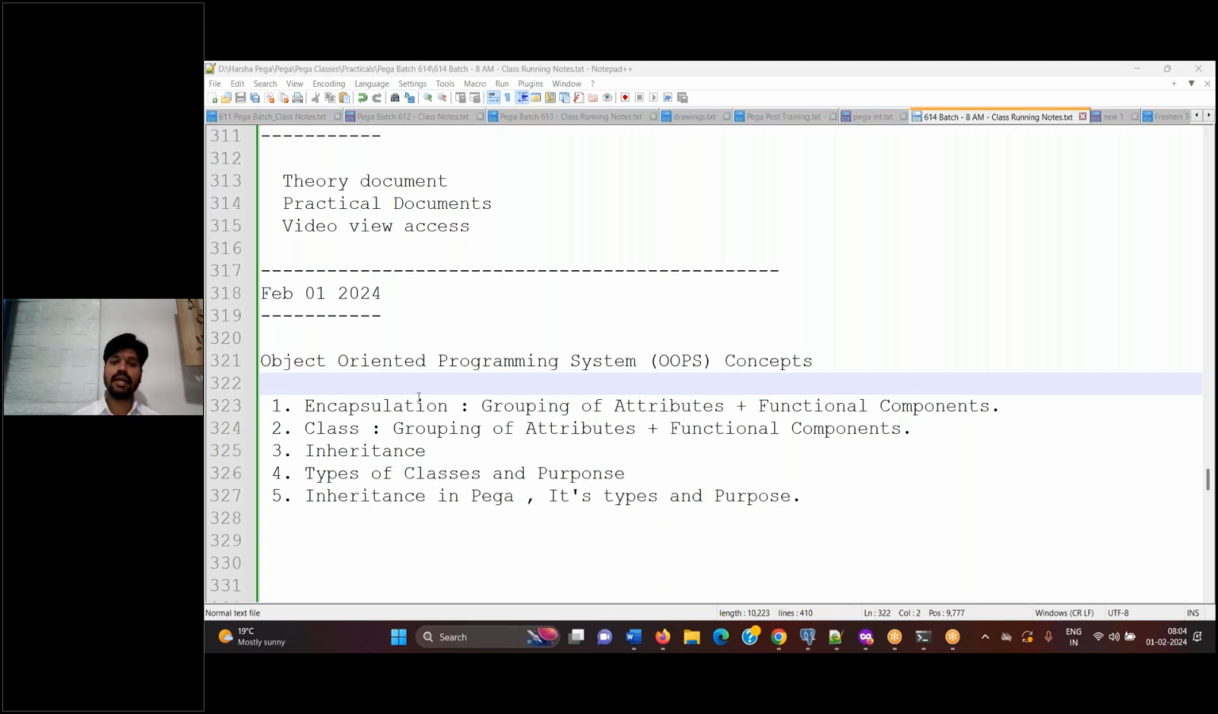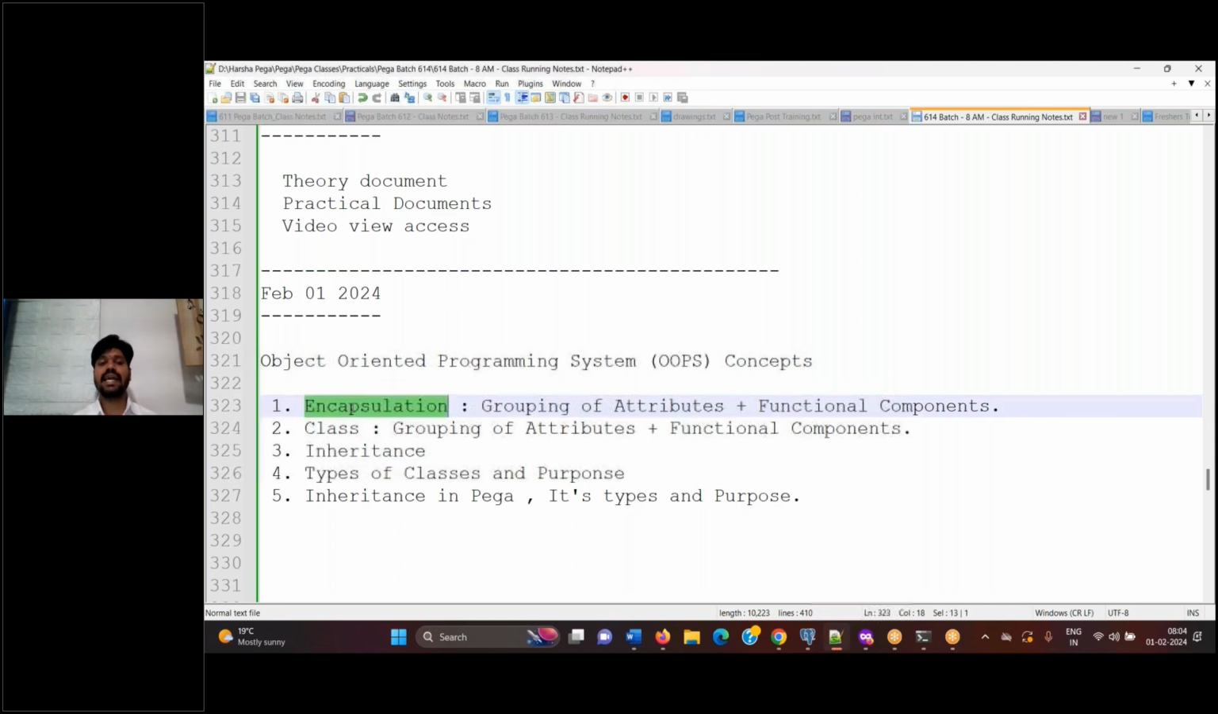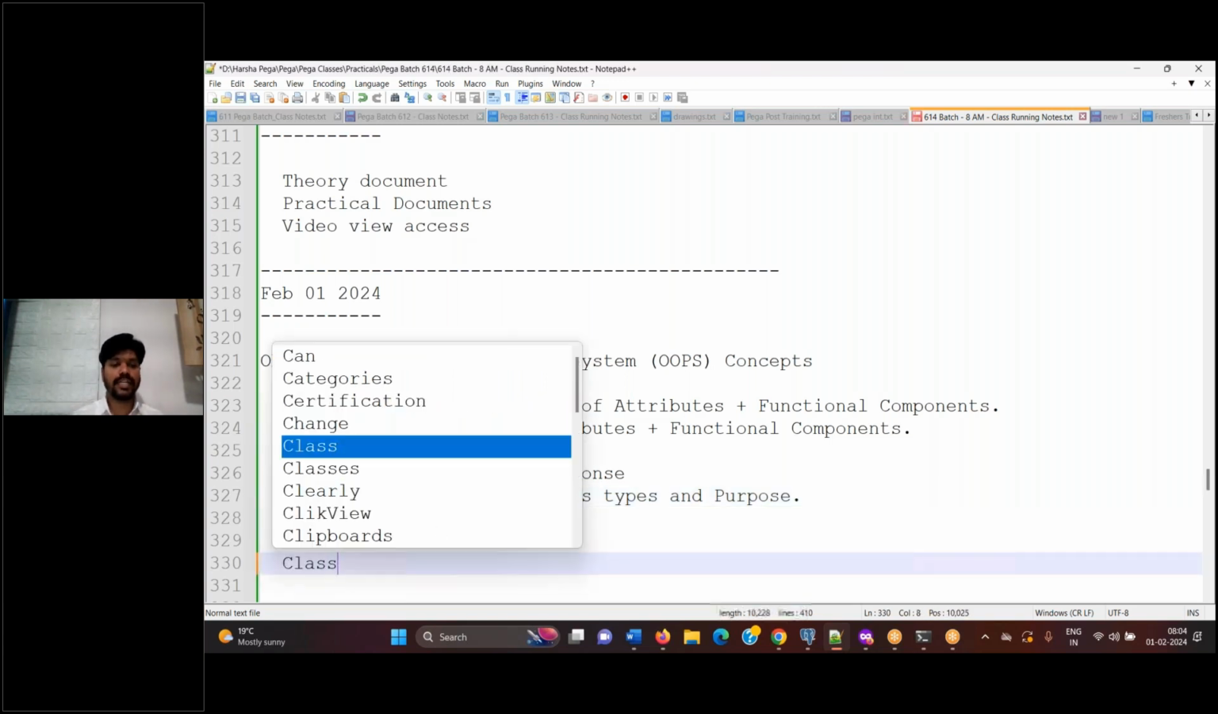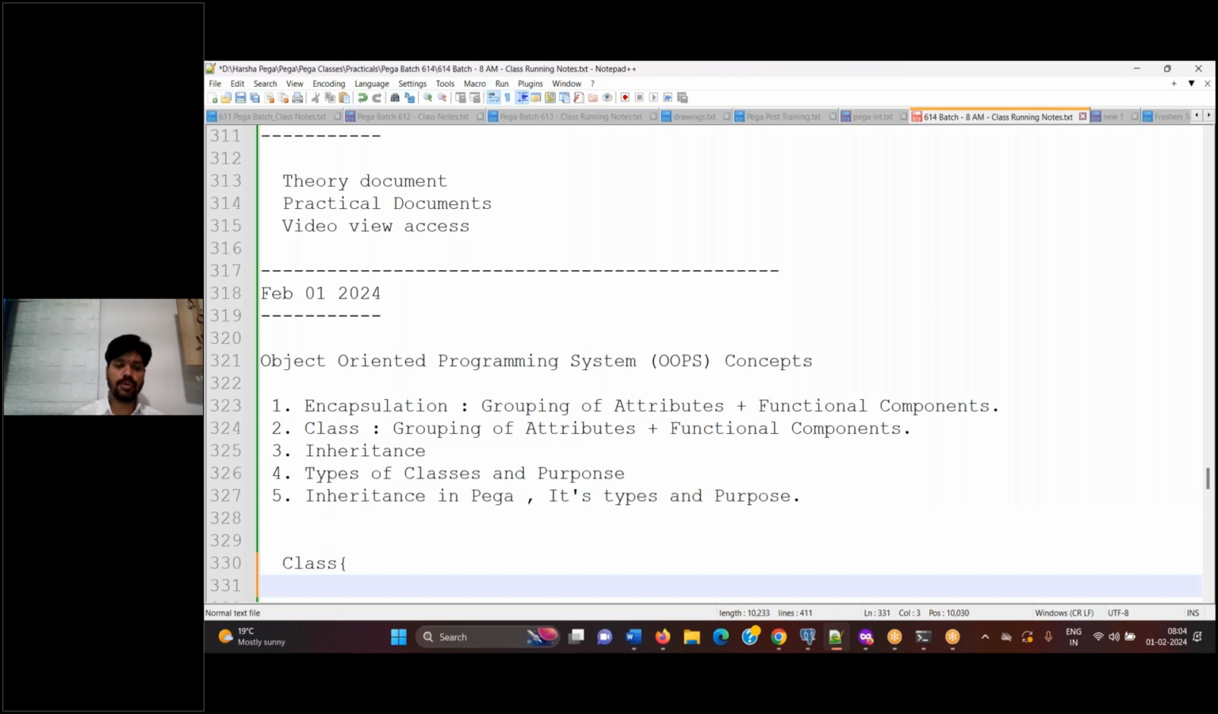Now, one of the concepts is encapsulation. If you are creating any functional components, what the object-oriented programming system says is that functional components and attributes must be placed or enclosed within a package. Package means some box, let's say. Within a box you place it. That's how it should be. It should be enclosed within something.